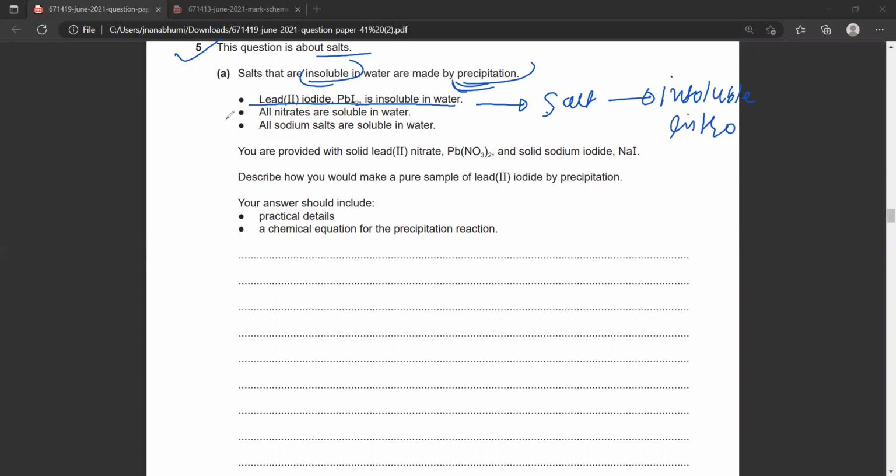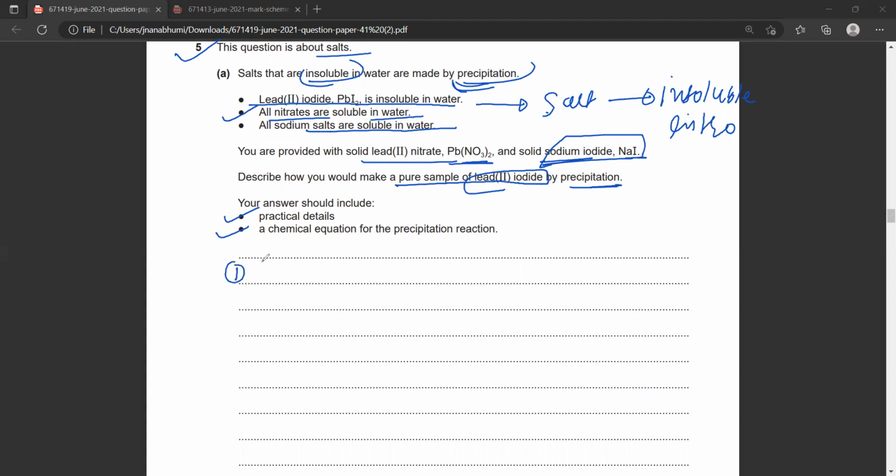H2O. So all nitrates are soluble in water. All salts, lead nitrate, this is lead nitrate, soluble in water. And all sodium salts are soluble in water. So sodium salt is there, sodium iodide. Describe how you make a pure sample of lead iodide by precipitation. Your answer should include practical details and a chemical equation for the precipitation, right?